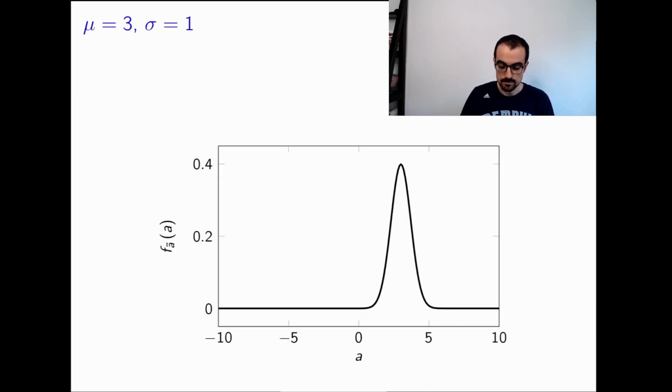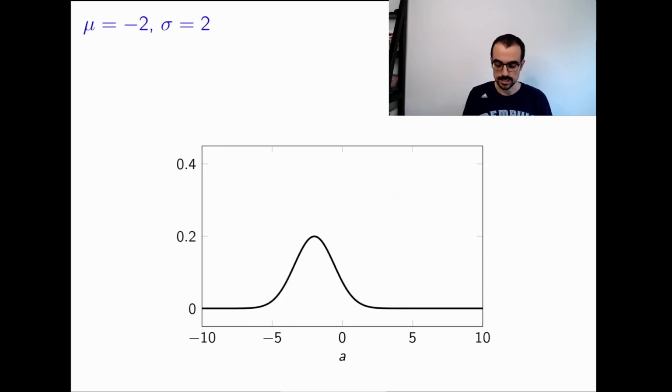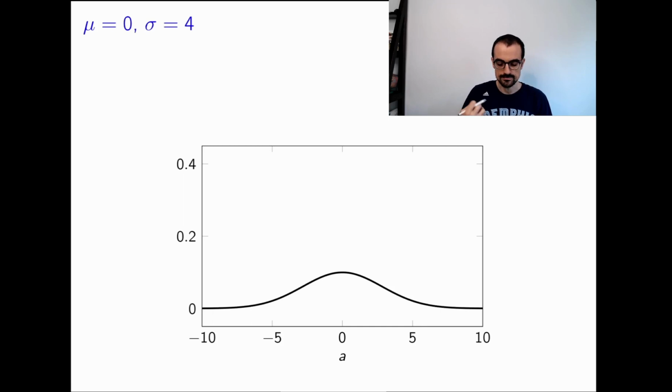Here, mu is equal to 3, so the density is centered at 3, and it's not very wide, relatively speaking, because the standard deviation is 1. If we increase the standard deviation, it becomes fatter, more spread out, and now we have shifted the mean to -2, so it's centered at -2. And now we have made the standard deviation even larger, so that it's even more spread out, and it's centered at 0. So now we're going to introduce a multidimensional generalization of this density.